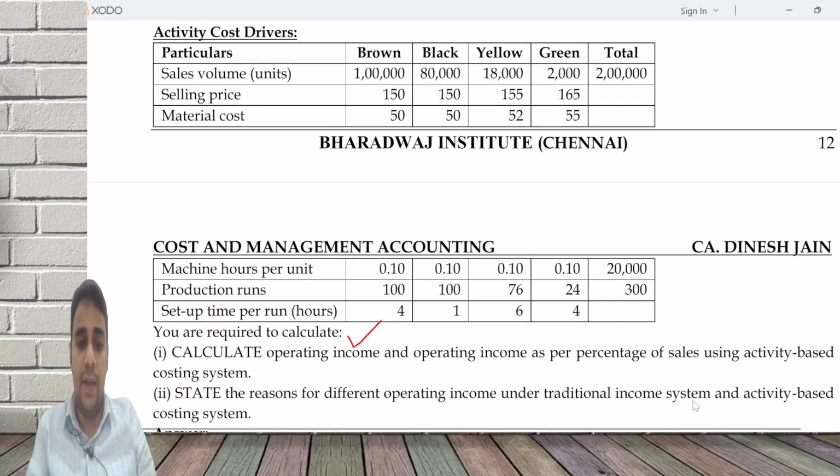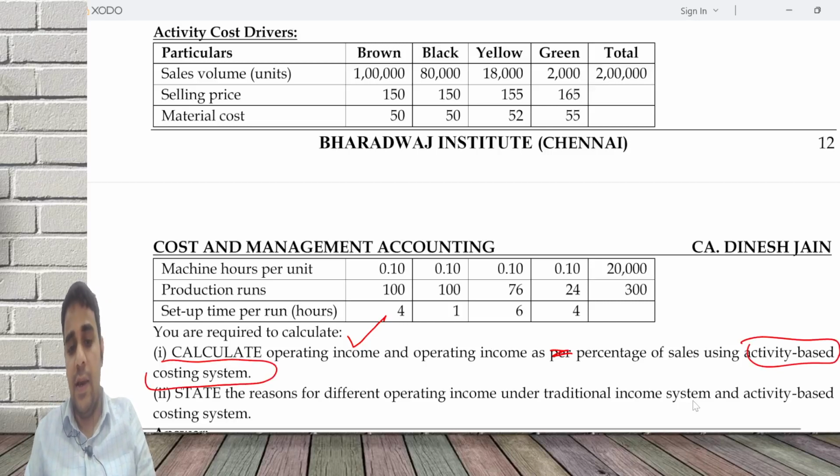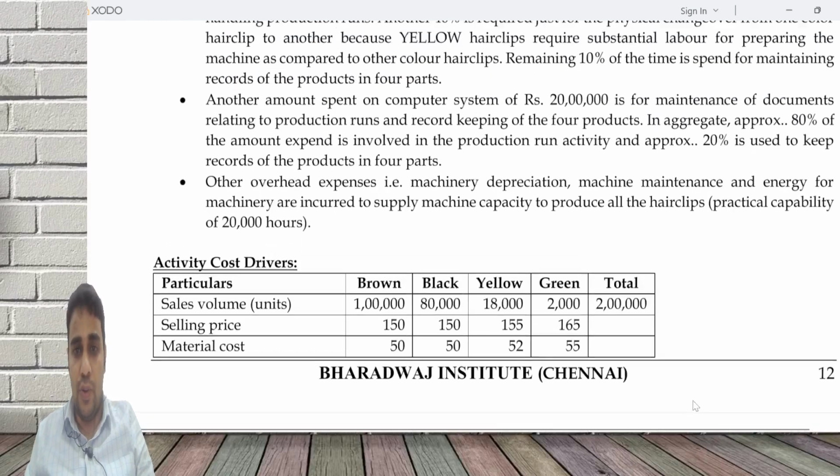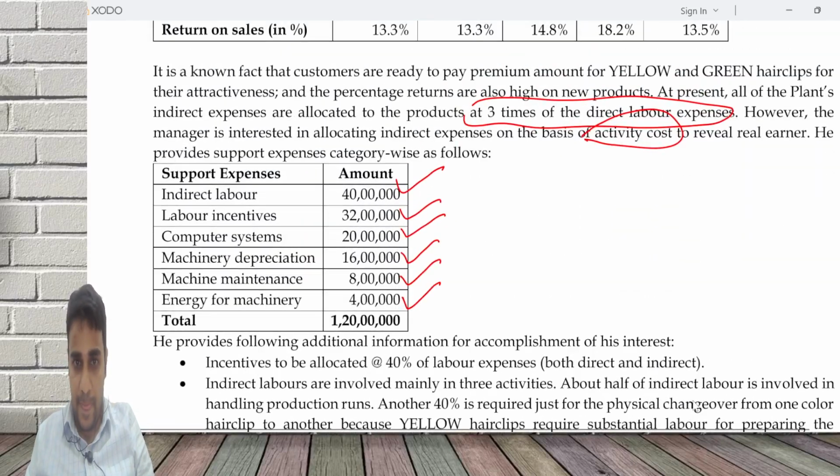Calculate the operating income, which is profit, and operating income as a percentage of sales using the activity based costing system. So we'll have to shift to the ABC system. Give the reasons for the difference under the traditional income system and ABC. And the reason is anyway known to us. Go through the question. Please go through the question.